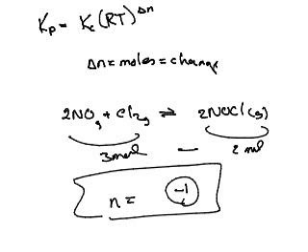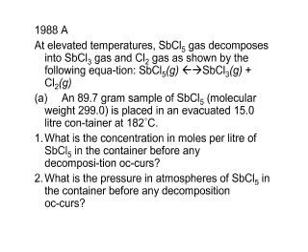So hopefully that helps you with the whole Kc, Kp thing. And then we can just do some sample problems. I'll do one problem with you here. This is off of the 1988 test. So this is a real question off the 1988 test. At elevated temperatures, we have this chemical SbCl5. It's a gas, and it decomposes. It gets the reaction right here.